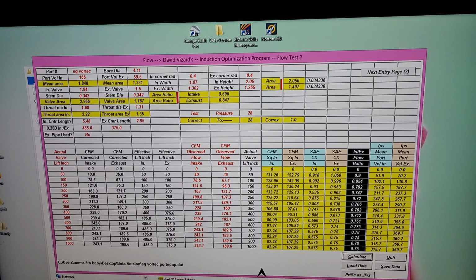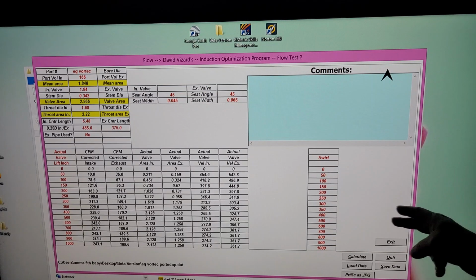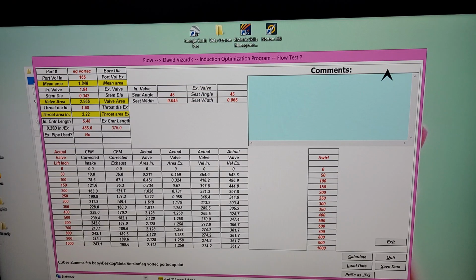Let's take a look at next page. Swirl. Actually, the swirl, I'll take credit for that because I thought that needed to be in the IOP program. It originally wasn't in there. I added it, and then, of course, my swirl meter broke, so I can't even enter that. I have to get that fixed.